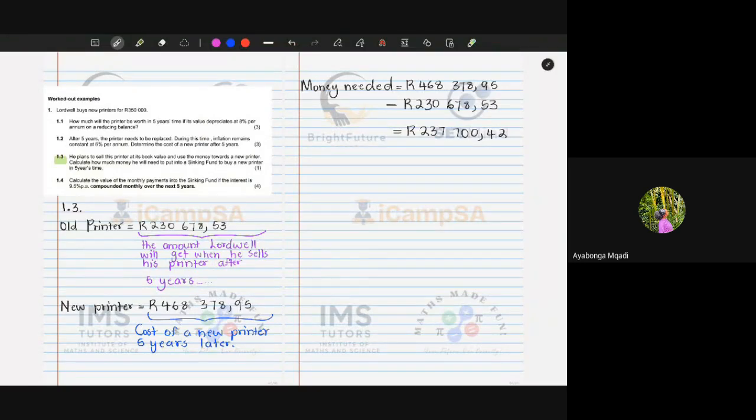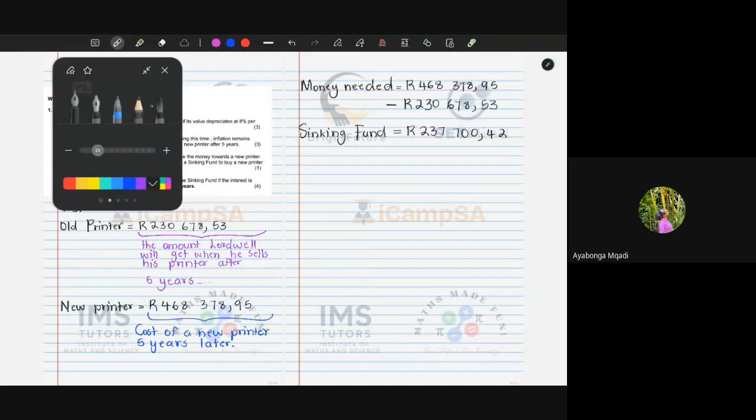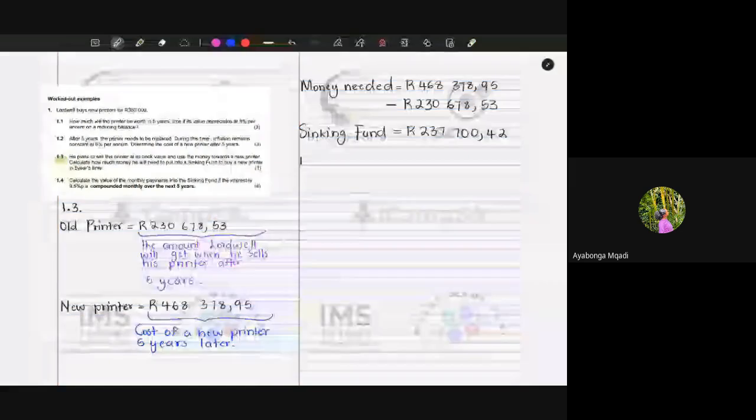So remember, sinking fund, when we are creating a sinking fund, essentially we are trying to figure out if we put money on the side, how much are we going to have come the time that we need it. So this will be our sinking fund. This is the amount that we need to make sure that we have at the end of those years, and then we'll be good to go. So let's go to 1.4, guys, and wrap up.